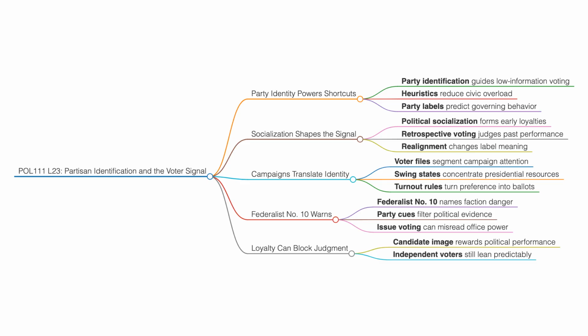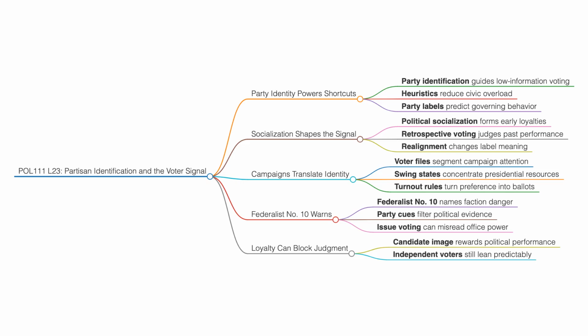Low information voting should also receive less contempt and more discipline. A voter using a party label may be acting rationally if the label predicts judicial appointments, tax policy, agency behavior, and legislative coalitions better than a candidate's polished biography. The problem begins when the voter refuses correction after the signal fails. A shortcut is responsible only if it can be updated.